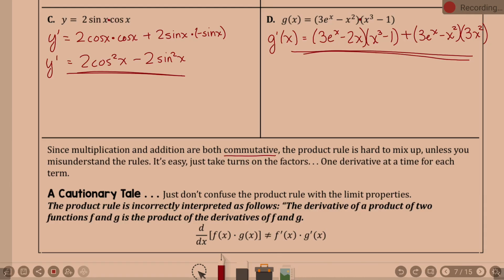Now, cautionary tale. Don't confuse product rule with limit properties. It's incorrect for the product rule. This is what we can't do: you can't say the derivative of f times g is f prime times g prime. That's the big no-no. That's the easy thing until you guys get yourselves trained to do, oh, okay, I'm just going to take the derivative of each. If it's a product rule, you have to multiply them. You take turns. You got the basics there. Because now, we're going to move on. We're going to talk about quotient rule.